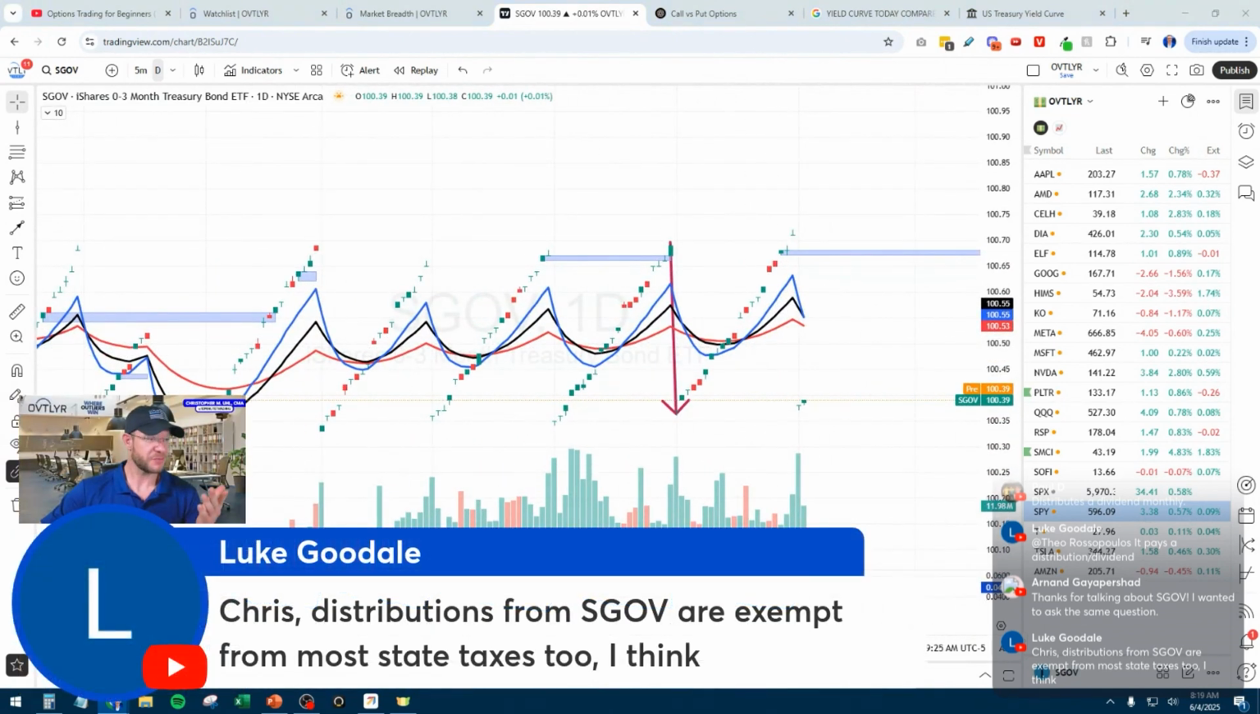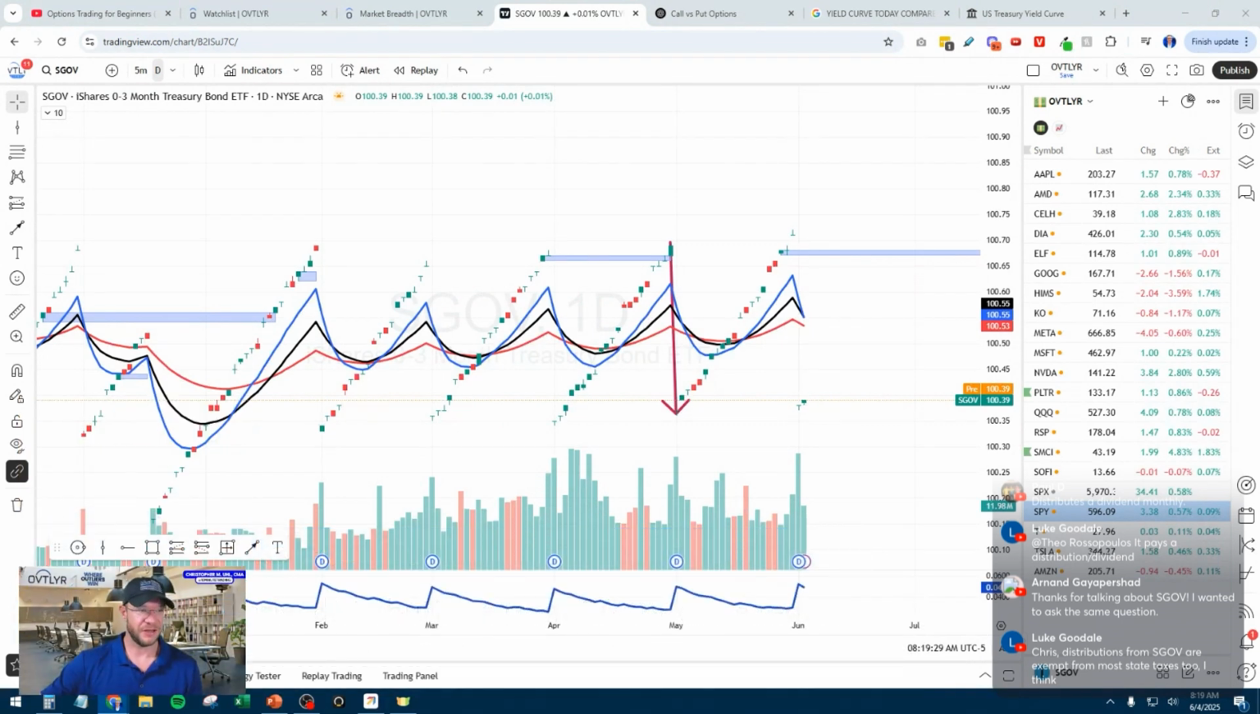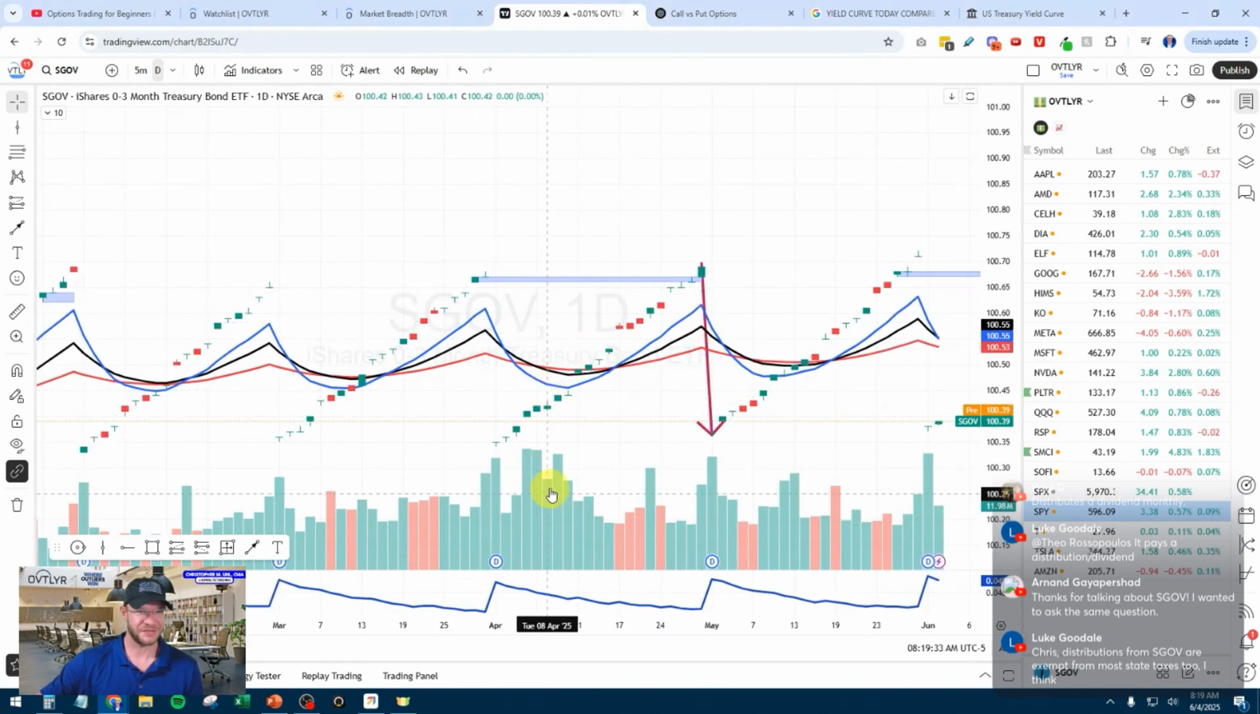Oh yeah, and there are some advantages to this, right? They're exempt from most state taxes as well. Go figure all that stuff out for yourself. I'm not going to give you any tax advice, but yeah, it does have some benefits to that too.